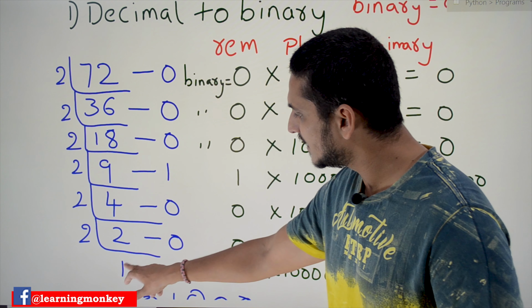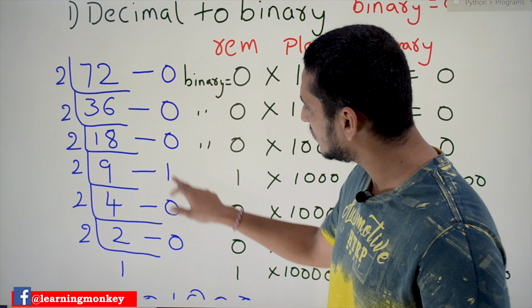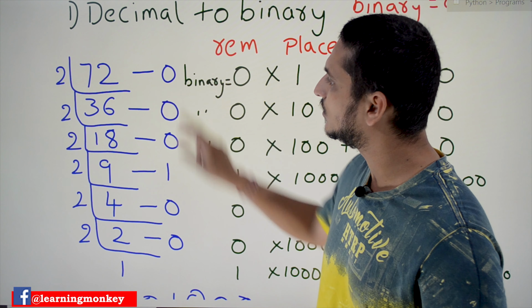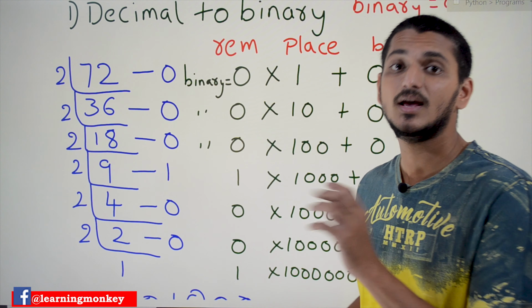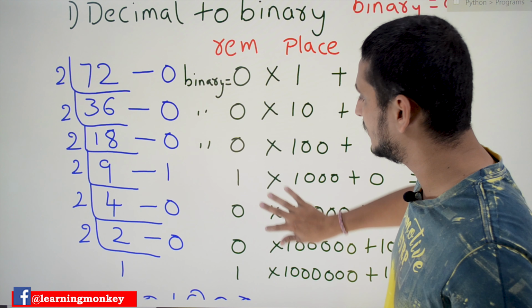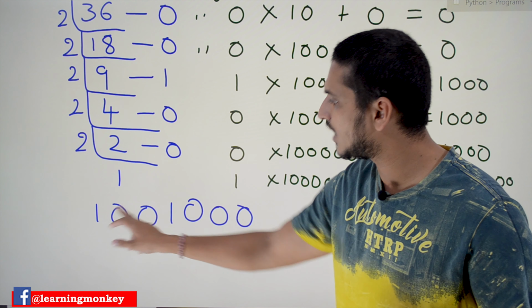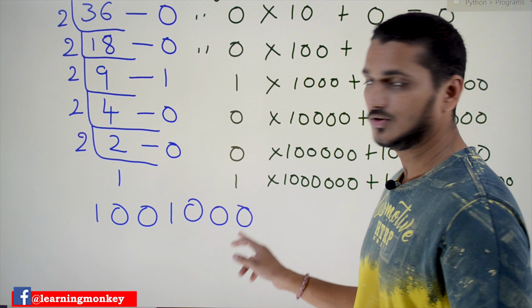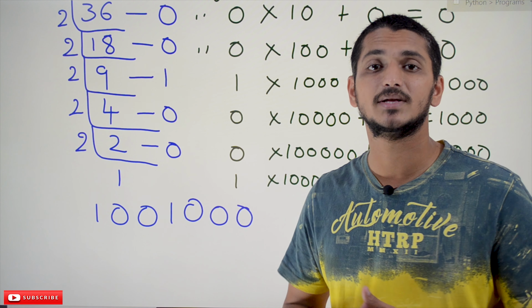So this is the binary number 1 0 0 1 0 0 0. That is the binary number for decimal number 72.